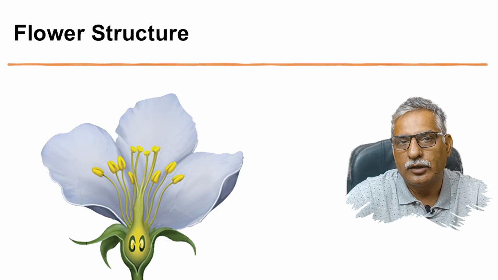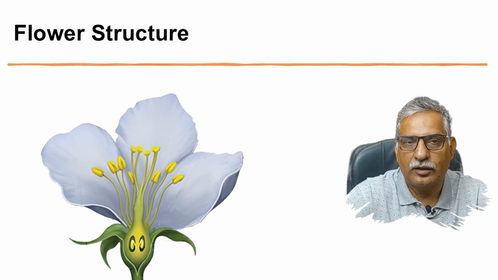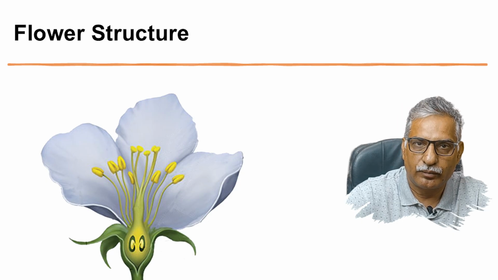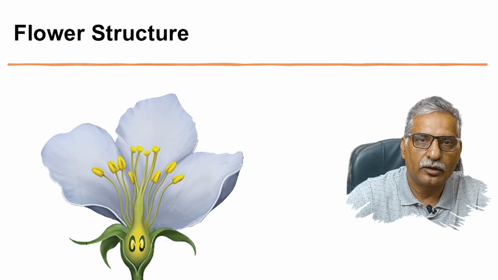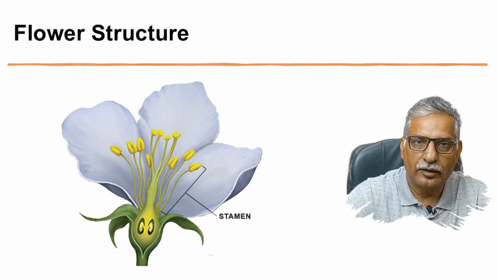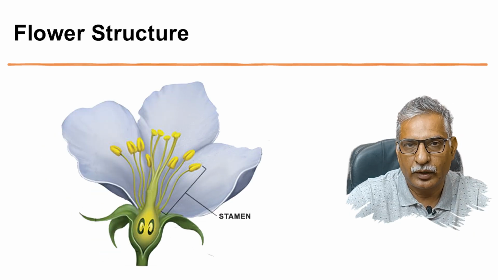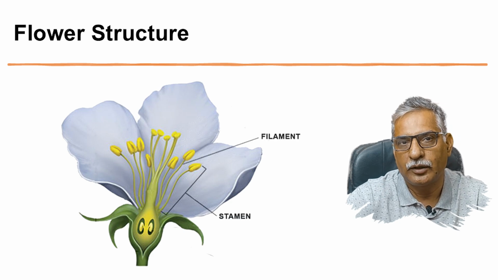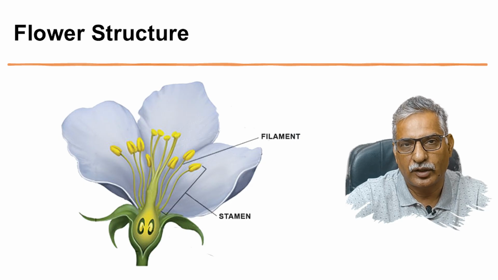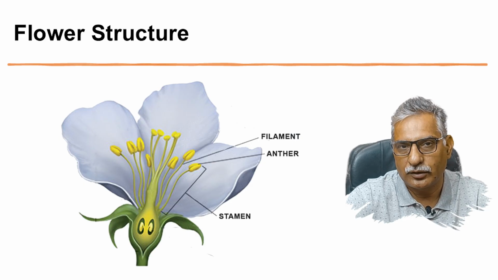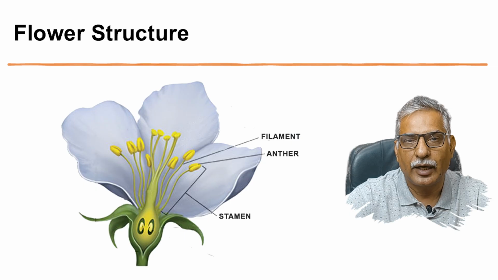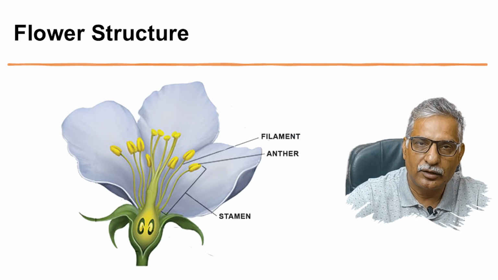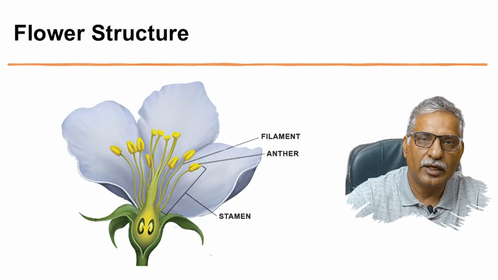These petals are protecting the vital components of the flower, and these vital components include the stamens, which are the male parts of the flower. A stamen includes a filament, and on top of the filament there is a sac-like structure known as the anther. This anther holds the male gametes inside, and these male gametes are known as pollen or pollen grains.